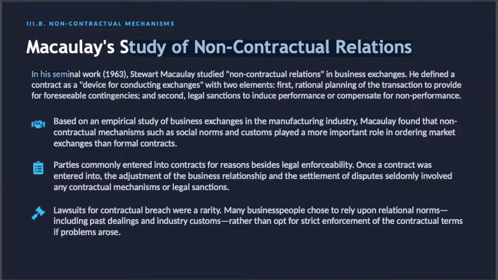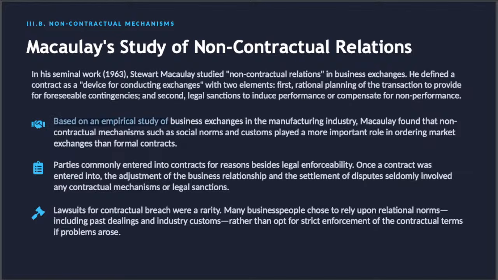So let's look at Macaulay's study of non-contractual relations. In his seminal work in 1963, Stewart Macaulay studied non-contractual relations in business exchanges. He defined a contract as a device for conducting exchanges with two elements. First, rational planning of the transaction to provide for foreseeable contingencies, so dispute resolution, and second, legal sanctions to induce performance or compensate for non-performance.